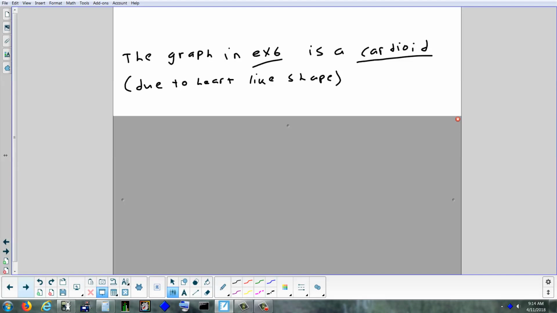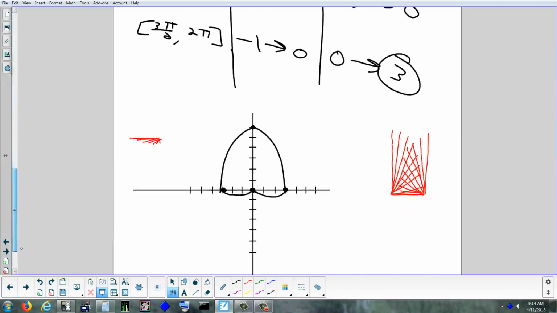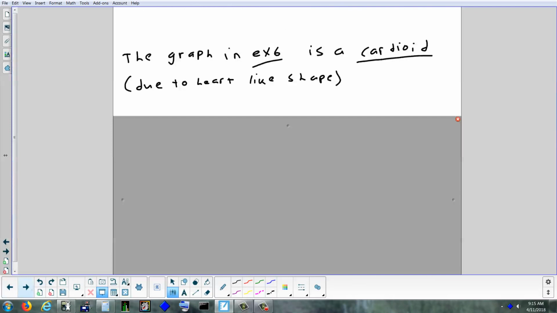When we draw it on the calculator screen, it's going to look a lot less like a heart. It's actually going to look much more circular than that. So you might see it look almost something like that. That's what it's going to kind of look like on the screen. But if I drew that, I don't think people would say that looked like a heart. So I kind of exaggerated it a little bit.